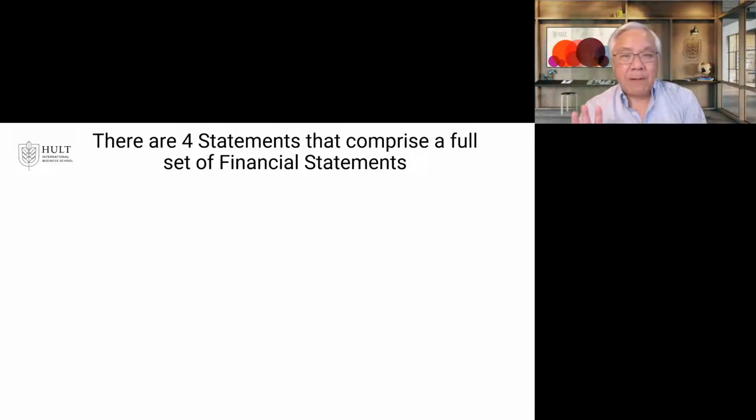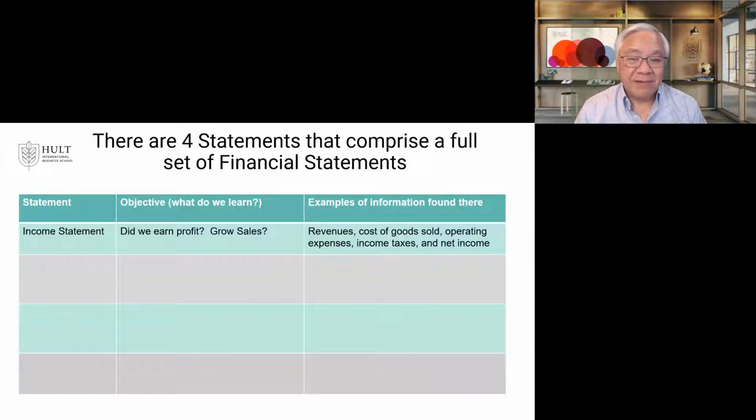And now, how do we pull all these gaps together, and the piles of paper and transactions, and get to financial statements? And the good news is that there are four. What are those four? The first is the income statement. What is the objective? We want to learn, did you earn a profit?